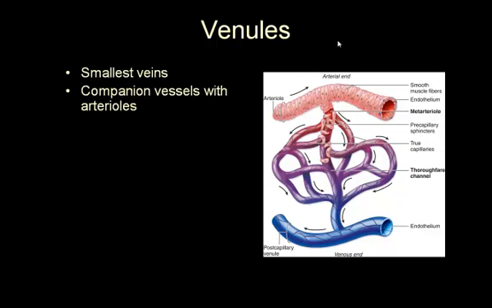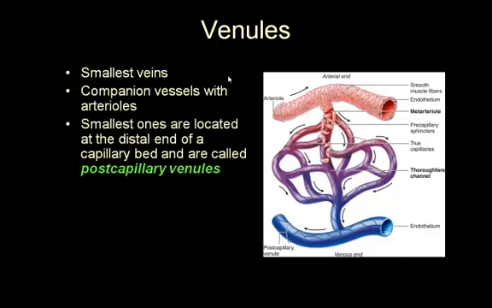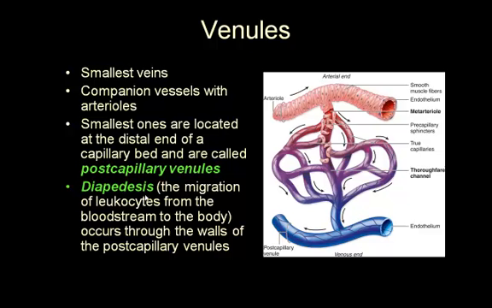If we move into the different types of veins, there are the venules. These are the smallest veins. Essentially, the capillaries drain into the venules. The venules are really the comparative structure to the arterioles. The smallest ones are located at the end of the capillary bed and are called postcapillary venules. And diapedesis, which is essentially cell walking, or the migration of leukocytes from the bloodstream to the body, occurs through the walls of these postcapillary venules.